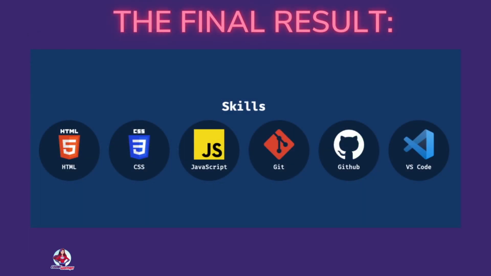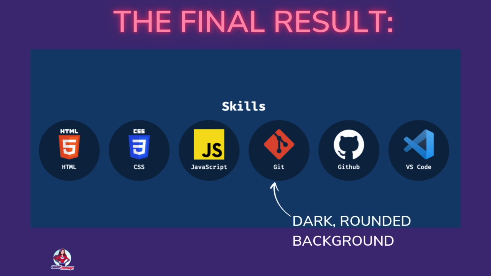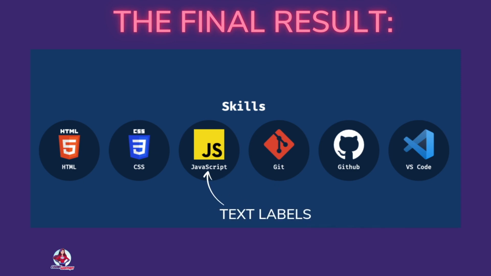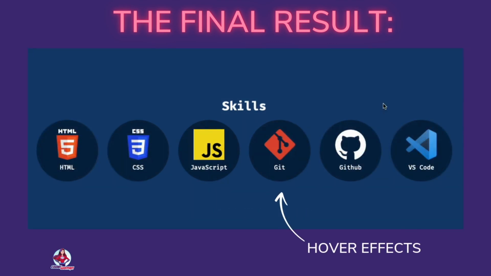As you can see, we've got more than just simple icons. Each icon will have a dark rounded background and a text label below it, like the word HTML under the HTML icon. And when you hover over an icon, it grows larger while its background becomes lighter. I've recorded this effect for you, so you have precise guidelines for this task.